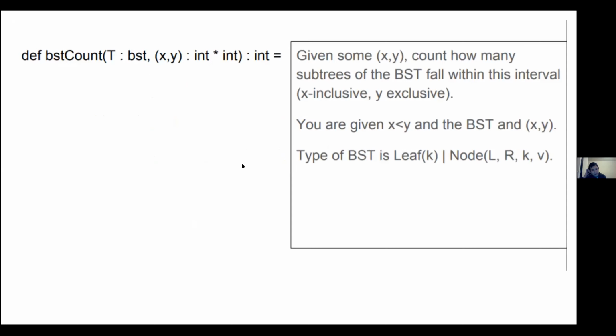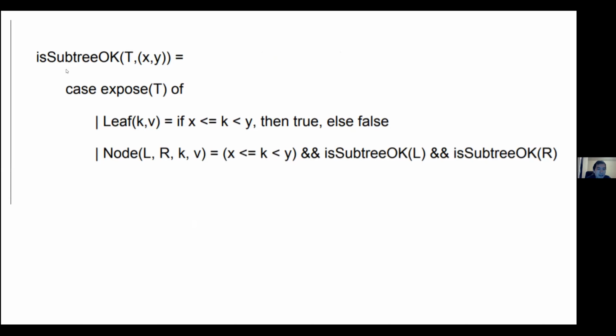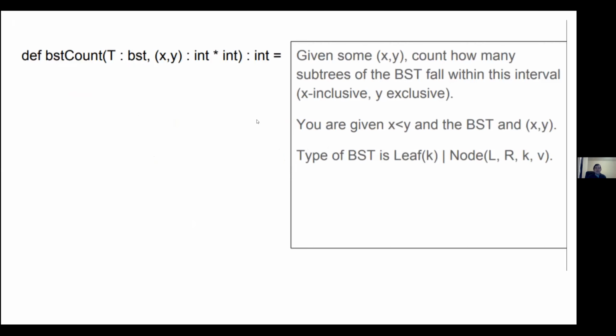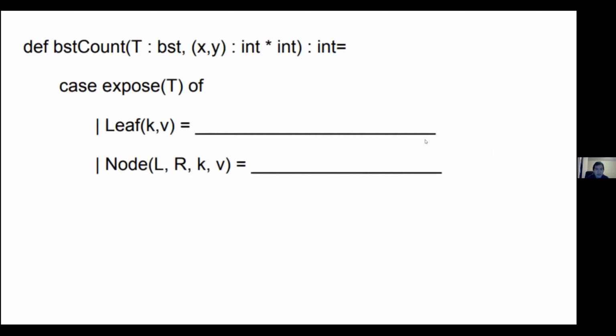Now we've implemented the helper function is subtree okay, which takes in the subtree and the range and returns whether it's completely in bound or not. Now let's implement the actual BST count. It should have a similar structure like this. Does anyone have any idea on how we can do this?